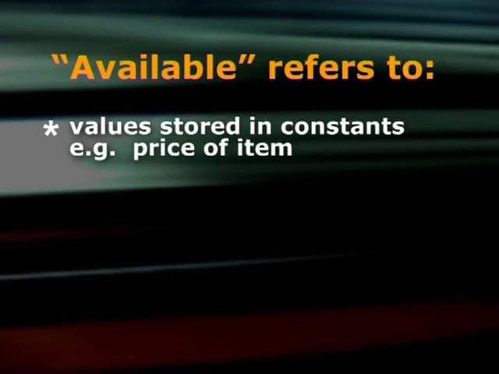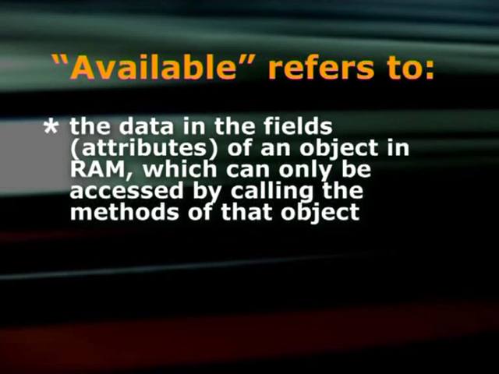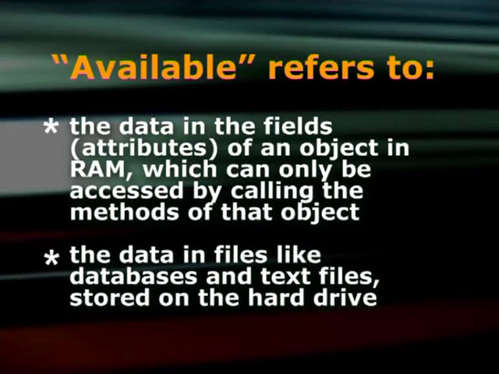Available can refer to local or non-local values and the data in files, including values stored in constants, for example, the fixed price of an item. Values stored in non-local variables or arrays by the processing which occurred in another event, for example, program start or open event. The data in the fields or attributes of an object in RAM, which can only be accessed by calling the methods of that object. The data in files like databases and text files stored on the hard drive.